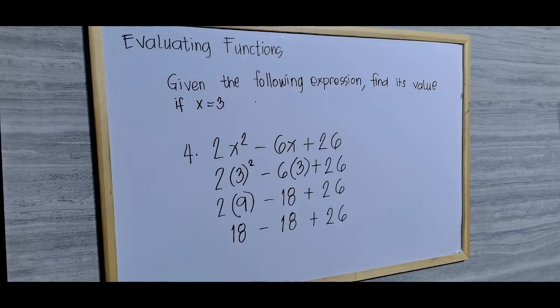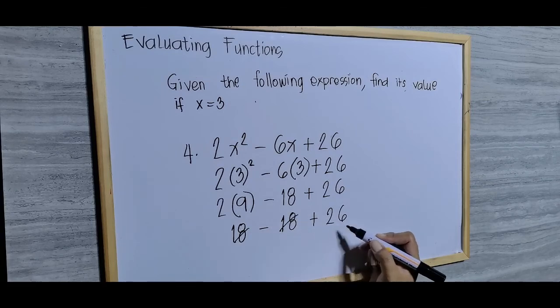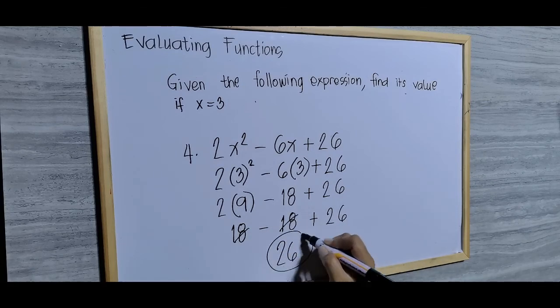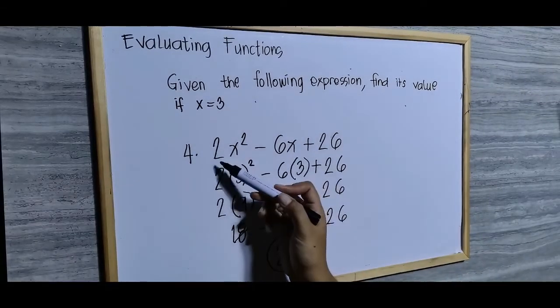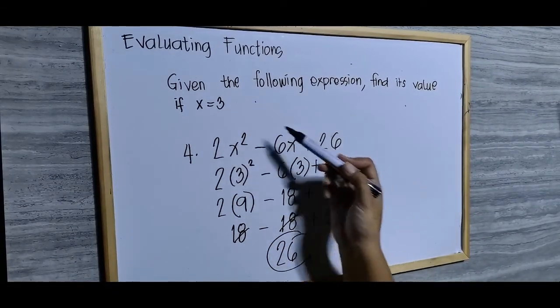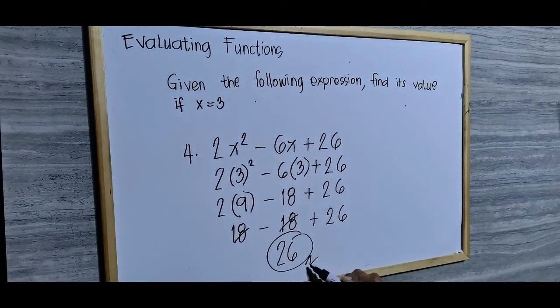We can now proceed with the addition and subtraction. 18 minus 18 is 0, plus 26. So the answer is 26. In the expression 2x squared minus 6x plus 26, if the value of x is positive 3, its value is positive 26.